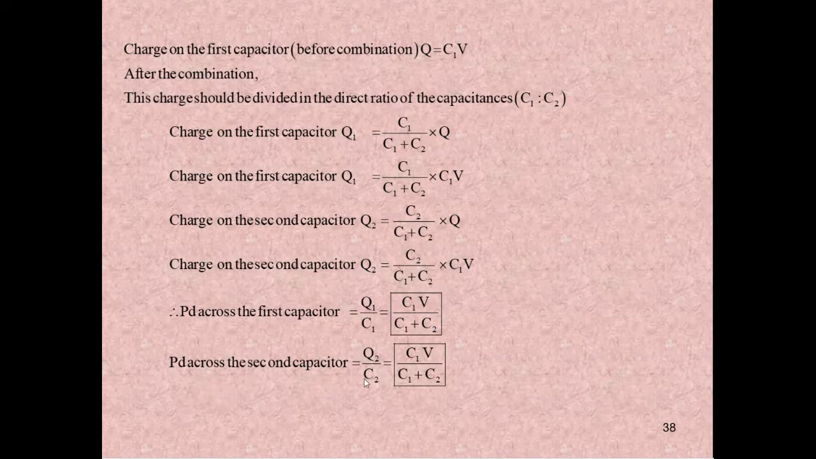Similarly, PD across the second capacitor is Q2 by C2. C2 will cancel. You will get C1V by C1 plus C2. See, the PD is the same, so you call it the common PD. It has to be the same because the two capacitors are now connected in parallel. By itself the PD has come the same. We didn't do anything, we simply calculated PD. If the calculations are correct, you will get the same PD.